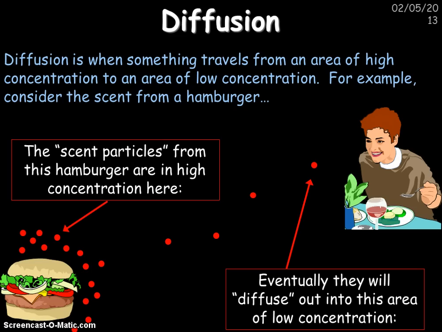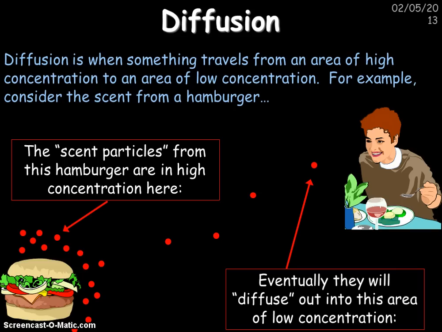Okay, now if we have a look at that and then apply that to a biological sense, we need to think about cells and why they need to carry out diffusion. Well, cells actually carry out many reactions, and they need a constant supply of some substances, and they need to get rid of others. So dissolved particles, usually molecules and ions, need to get into and out of cells, and the important way they can do that is through diffusion.